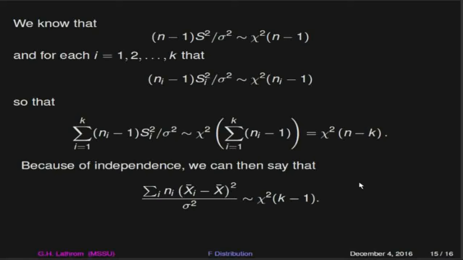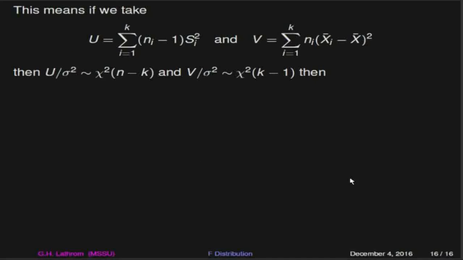And so now we're just about there. If we take u being the sum of the within group variances and v being the second term in our sum, u has a chi-square distribution, v also has a chi-square distribution, so the ratio of the two chi-square distributions, u and v, is going to have an F distribution with n minus k degrees of freedom for the numerator and k minus 1 degrees of freedom for the denominator.